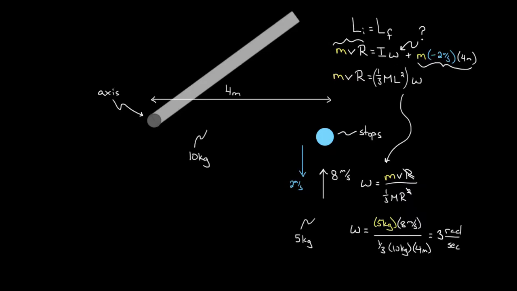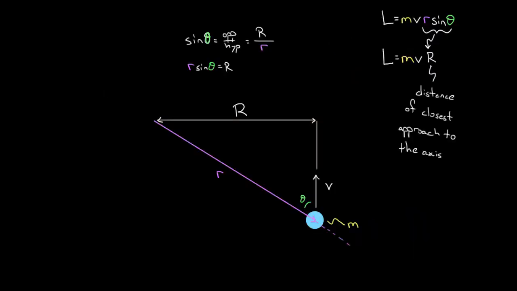So recapping, a ball can have angular momentum even if it's moving in a straight line, and you could determine the angular momentum of that ball by using mv r sine theta, where r is the distance from the axis to the point where the ball is, and theta is the angle between r and the velocity. Or if you don't want to use r sine theta, you can use mv capital R, where this capital R represents the closest that ball will ever be to the axis as it's traveling along its straight line.